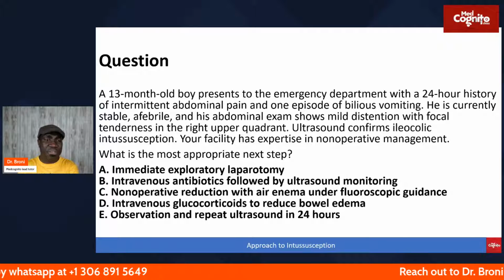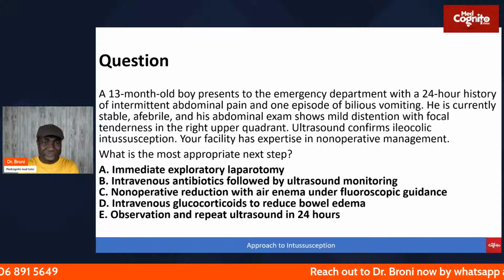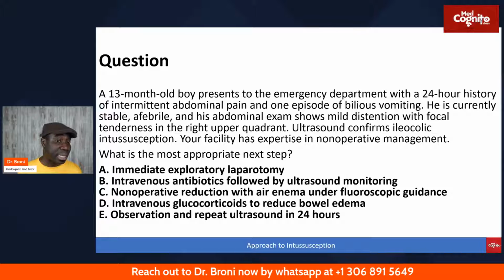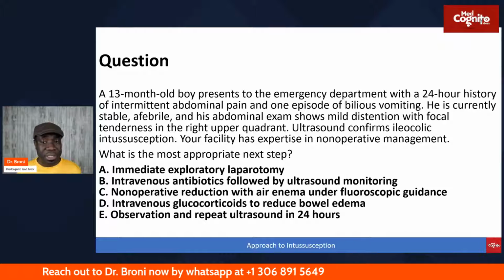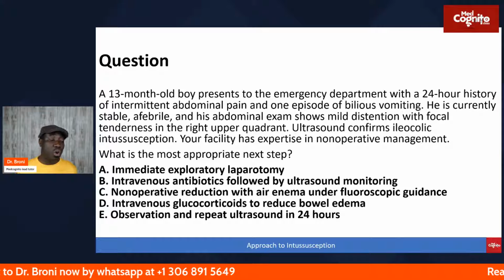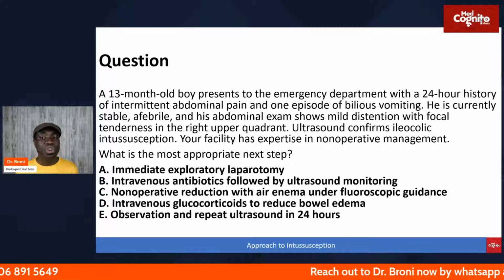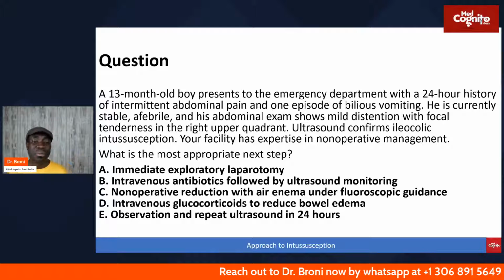Is currently in stable equilibrium and its abdominal exam shows mild distension with focal tenderness in the right upper quadrant. Now, ultrasound confirms ileocolic intussusception. Your facility has expertise in non-operative management. What's the most appropriate next step?